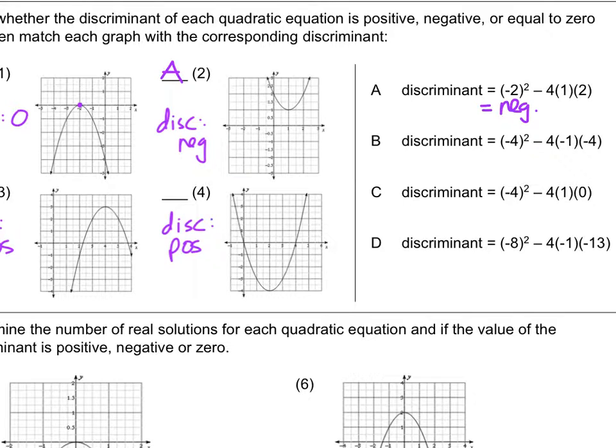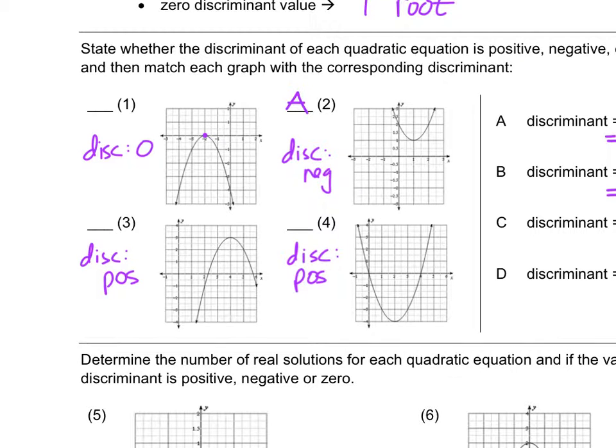All right, what about B? Yeah, some dissenting viewpoints here. I heard a 0 and I heard a positive. 0, right? So we got a 16 and a 16, right? But this one's going to be negative because there's 3 negative signs. So 0's out. So the one that has a 0 is 1. Numero uno.